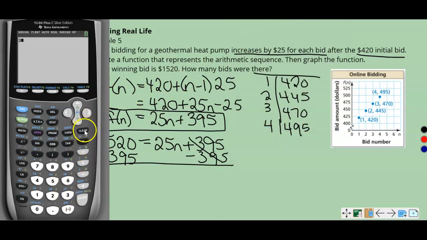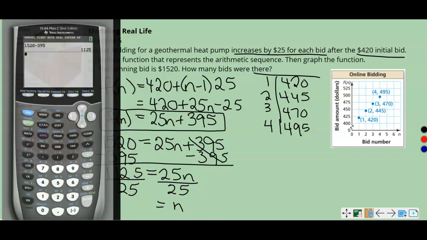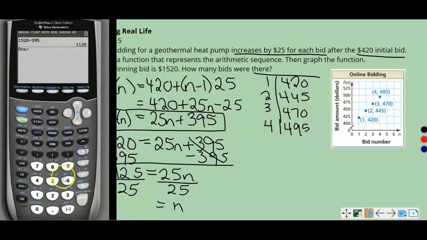So let's see, I need 1520 minus 395. So I'm going to get 1125 equals 25n. Divide both sides by 25. N equals, see, 1125 divided by 25. And that equals 45.